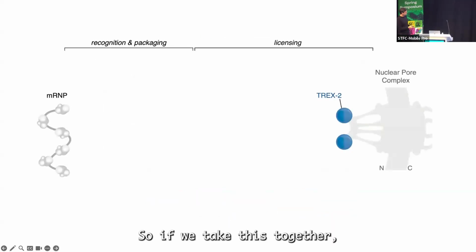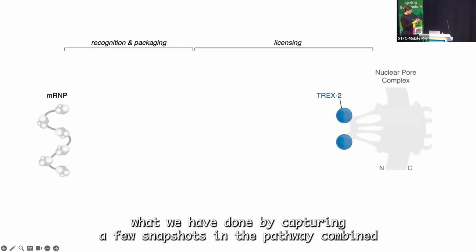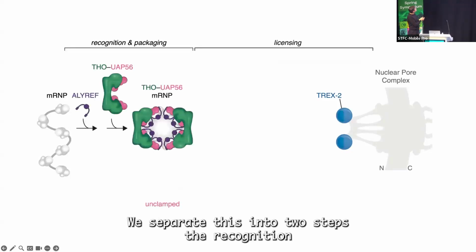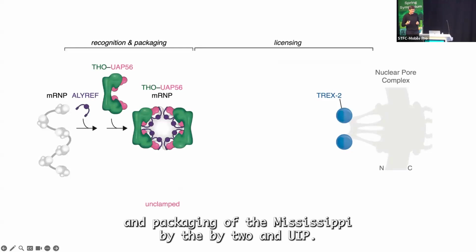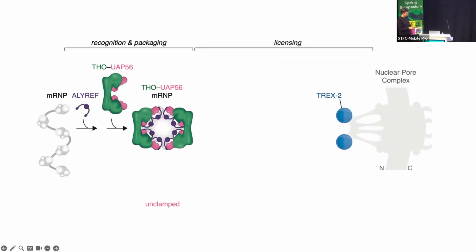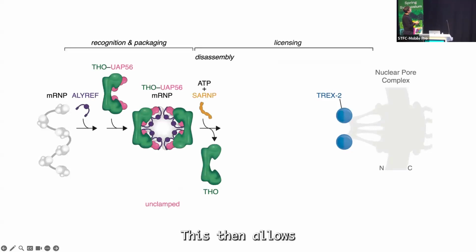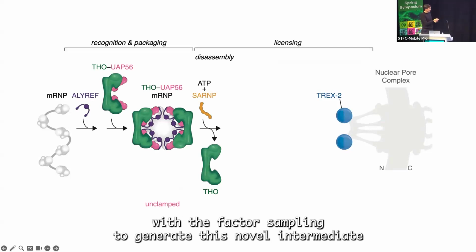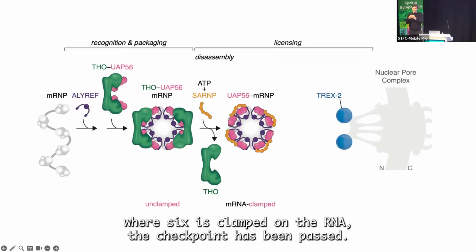So if we take this together, what we have done by capturing a few snapshots in the pathway combined with biochemical and genetic data is it allows us to place key factors. We separate this into two steps, the recognition and packaging of the mRNP by ALYREF, THO, and UAP. This then allows the clamping of UAP56 onto the RNA together with the factor SRP to generate this novel intermediate where UAP56 is clamped on the RNA. The checkpoint has been passed.